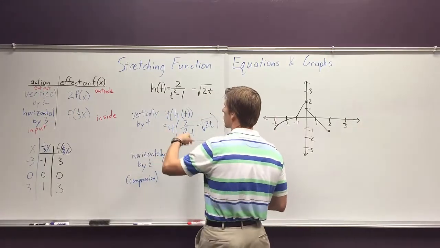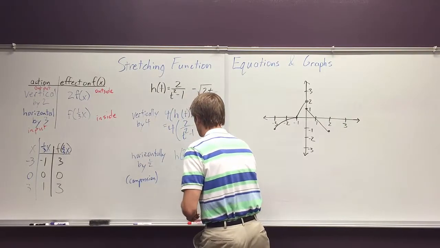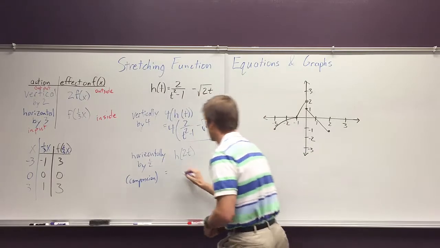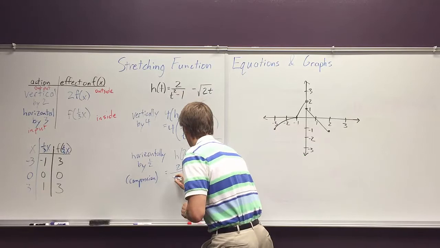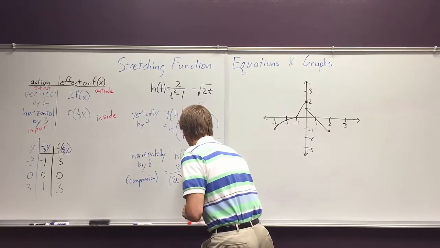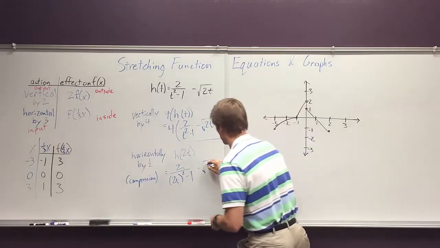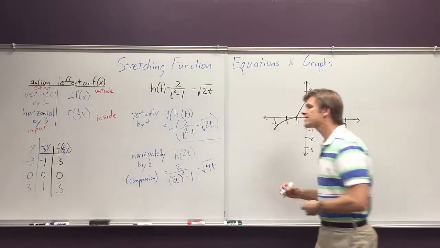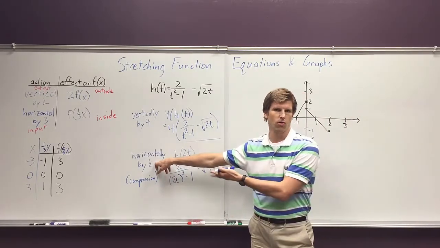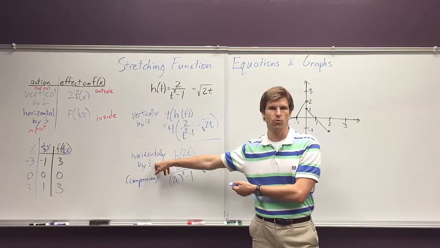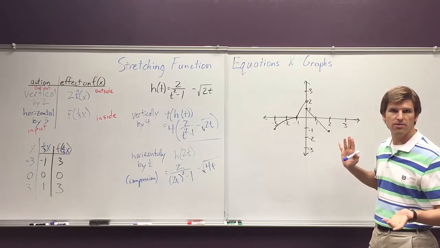Well, it's 2. So I'm going to have h of 2t, which equals, now I'm going to take 2t and put it in for t there. So 2 over 2t squared minus 1 minus the square root. You could write 2 times 2t. I'll go ahead and write 4t. So that's how you do a horizontal compression by 2, or as I'm writing it here, a horizontal stretch by 1/2.